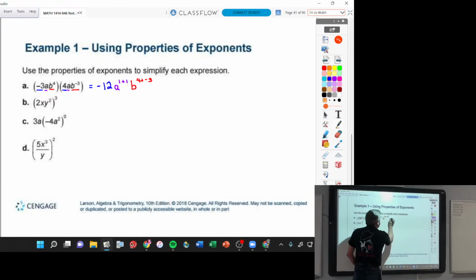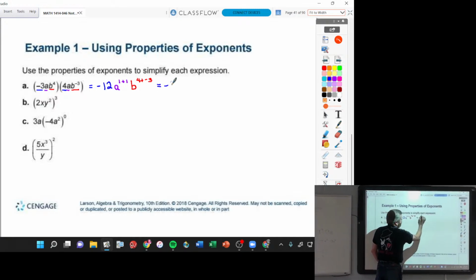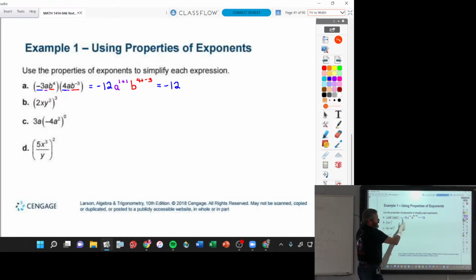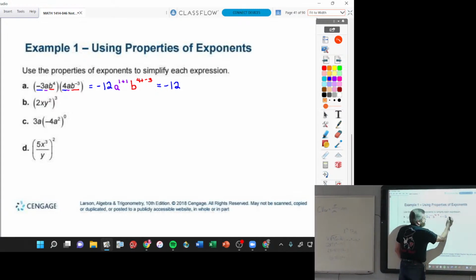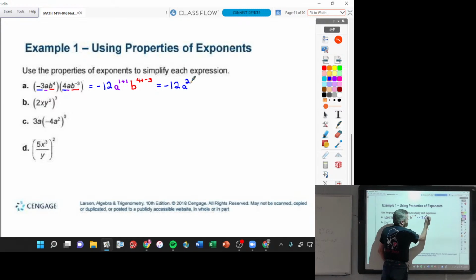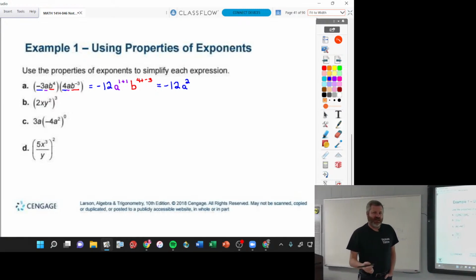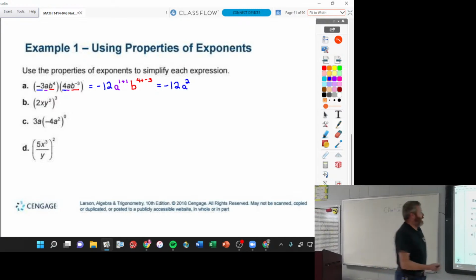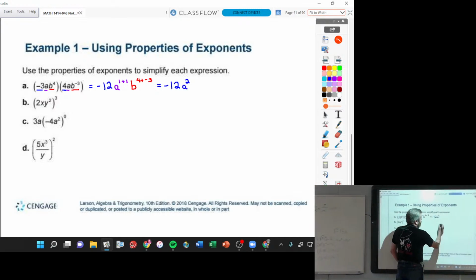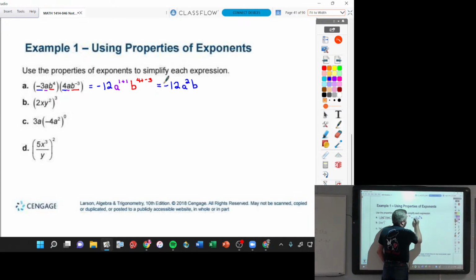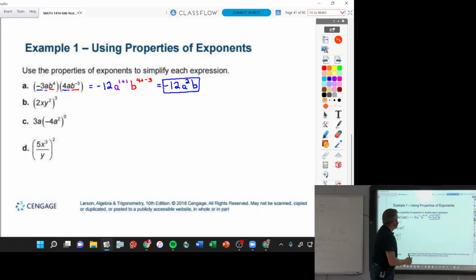All right, so cleaning that up. We have negative 12, and a to the 1 plus 1 would be a to the second power, or a squared. For b, 4 plus negative 3 would be 1. So we have b to the first power. But again, exponents of 1 we don't write, so there's your answer: negative 12 a squared b.